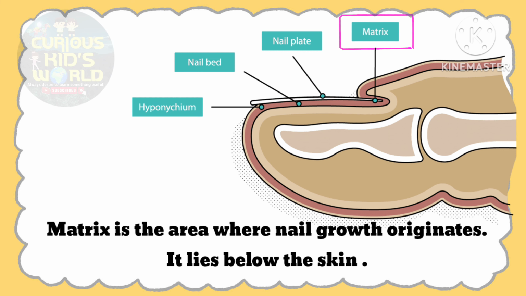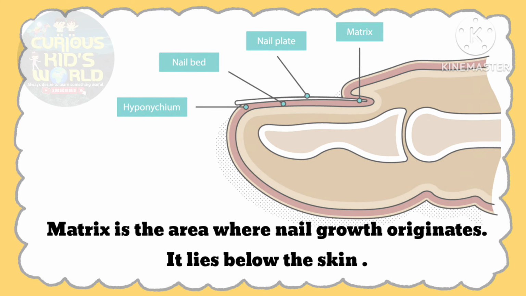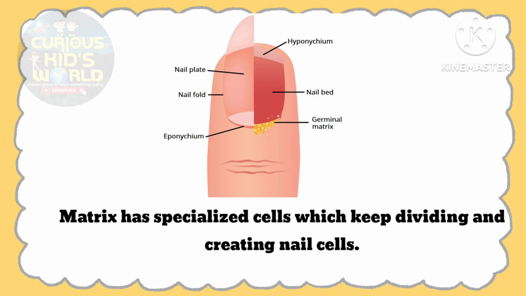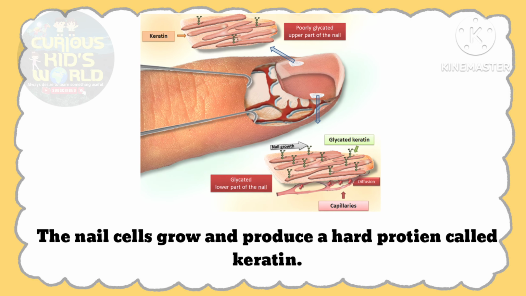Matrix is the area where nail growth originates. It lies below the skin. Matrix has specialized cells which keep dividing and creating nail cells.